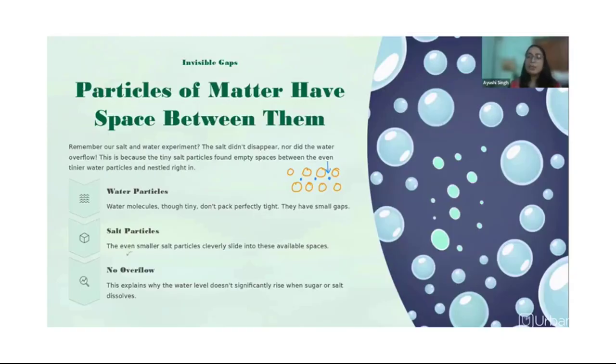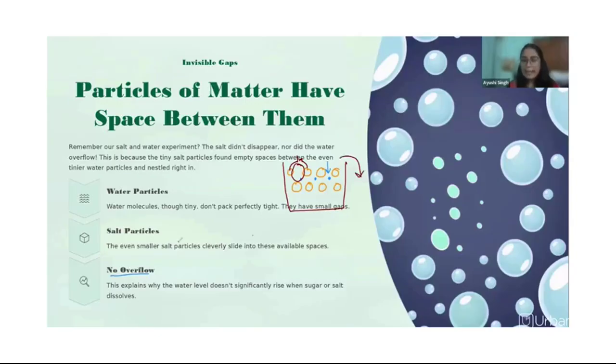That's why you will also notice that there is no overflow of water. Suppose you are adding a big stone to water. Then what happens? The water will rise above the glass, and it will overflow. The water will start overflowing.